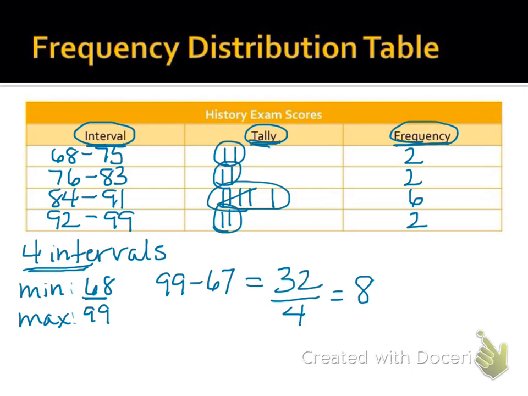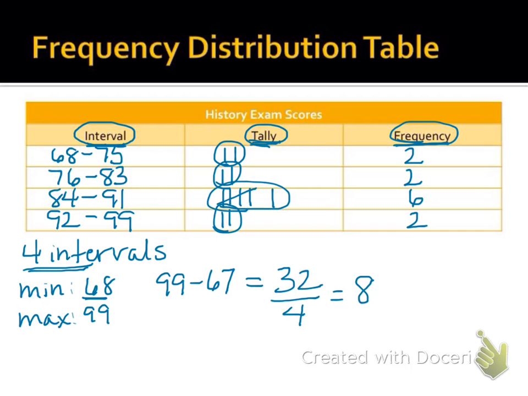So in this case, since my history exams were already in order, it was pretty simple to make the tally and make the frequency. But if you have scores that are all mixed up and they're not in order, this is an easy, nice way to get things sorted out into these classes or intervals or bins, a lot of different names for the same thing, and allows us to see just what the frequency in each interval would be.